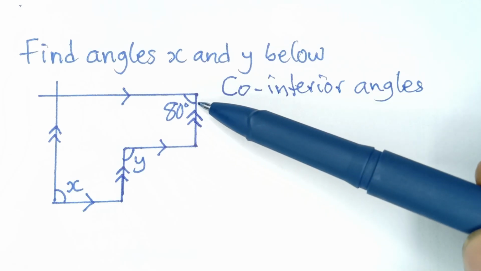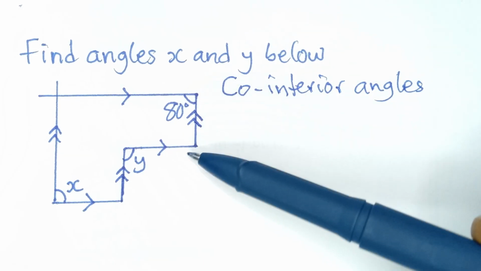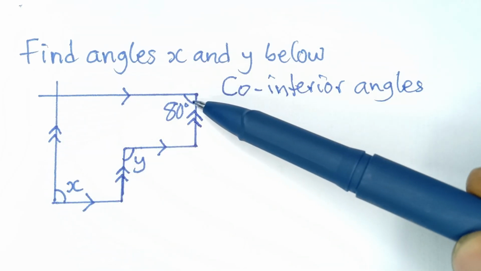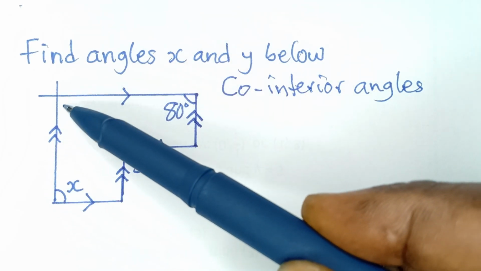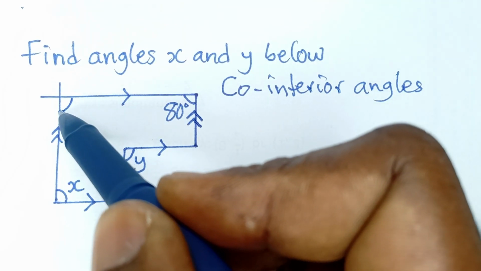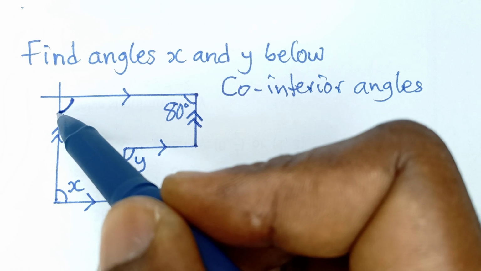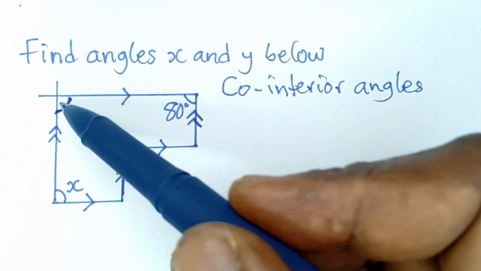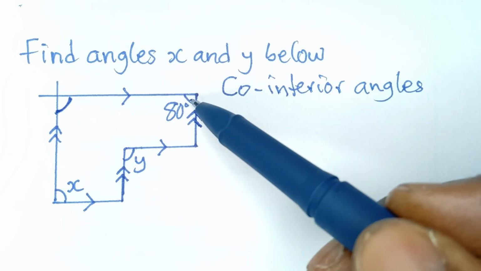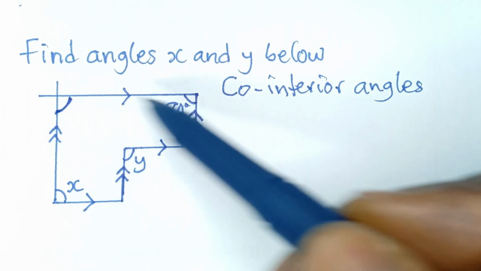Now, this is 80 degrees. And this line is parallel to this line. And then we have this angle here, and we have an angle on this side, even though we don't need it yet. Even though we are not going to get this angle as what we are looking for, we need it in order to find our final answer. So this is 80, and this angle along with this angle, they are co-interior angles.